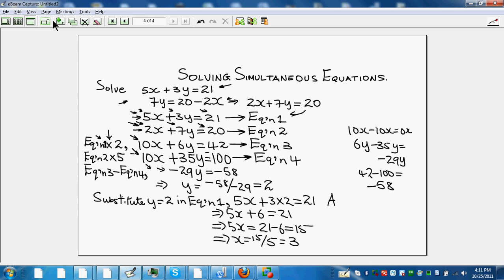Your answer in a nice format would be x and y. And you're writing what your x value is. Your x value in this case was 3. And your y value in this case was 2. So in that way, you would have solved the simultaneous equations. Okay?